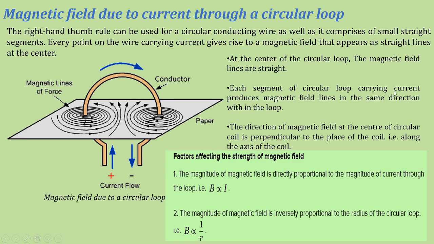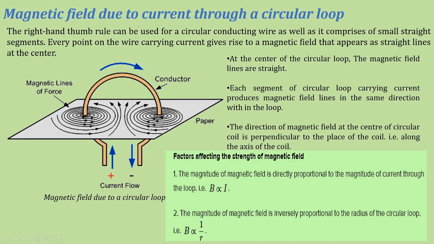Each segment of the circular loop carrying current produces magnetic field lines in the same direction within the loop. Now this is a pictorial view of a circular loop through which current is passing. For the left side, the current is flowing from the plus sign towards the minus sign. That means the current flows in this direction, and by right thumb rule, the direction of the field lines will be anti-clockwise. So these fields are anti-clockwise.